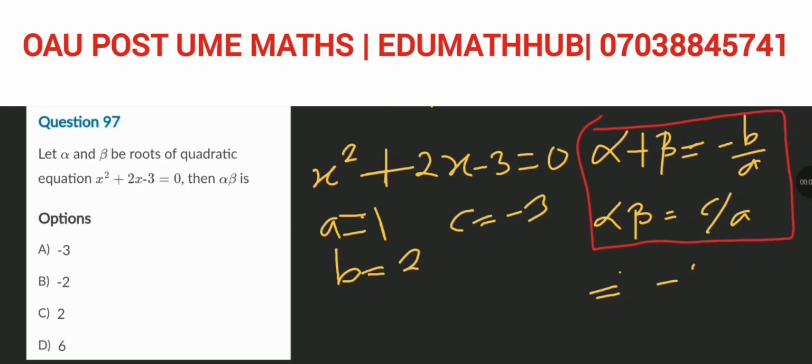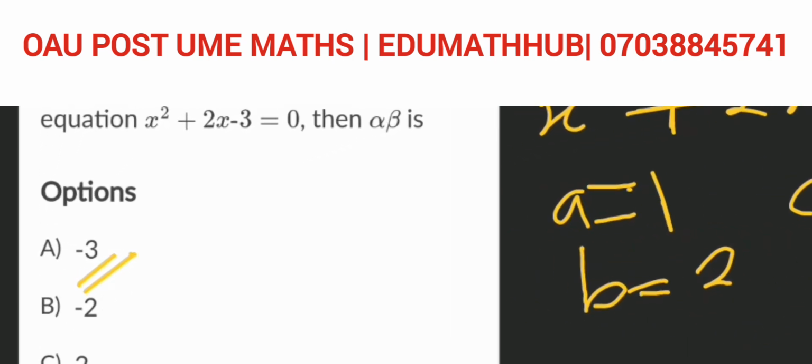So c is minus 3. So divide that by 1, which is the value of a. So minus 3 over 1 will give you minus 3 as your final answer. So move to your options and look for minus 3. So the answer is option A.